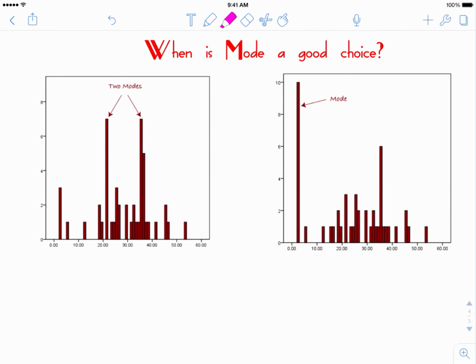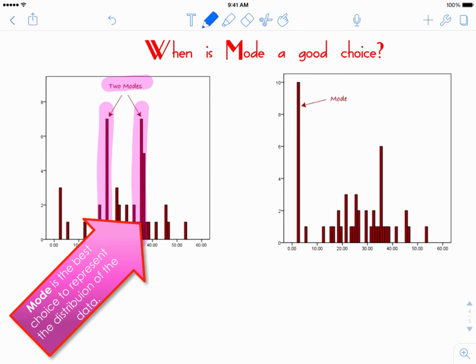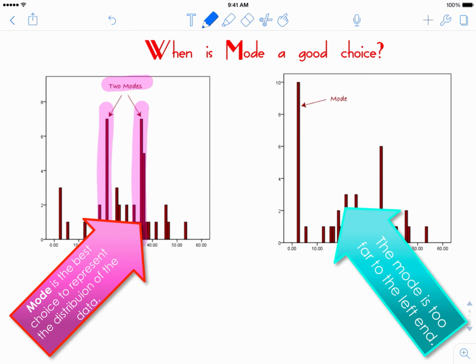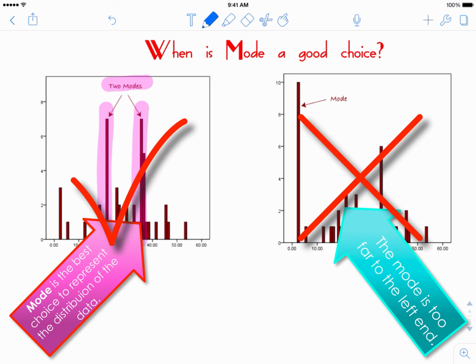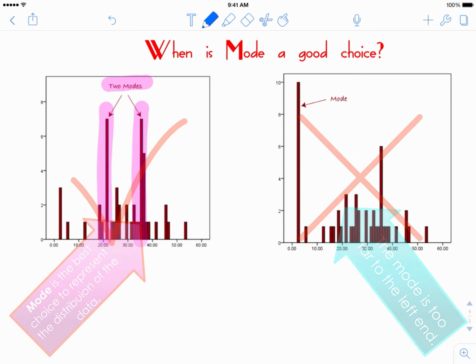In the examples given, notice how the one on the left has two modes and it is a jumbled-up distribution. This is the one where the mode better represents the center of the data. While in the example on the right, where the mode is all the way to the left end, the mode is not a good choice to represent these data because that's not where the data are centered.